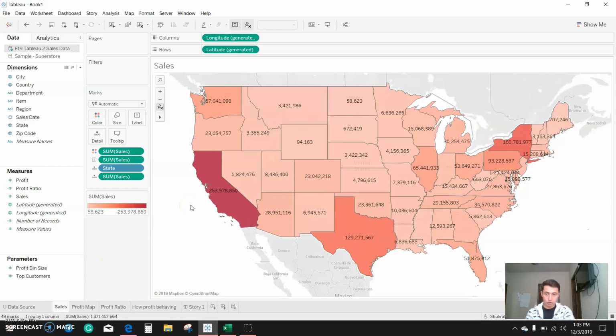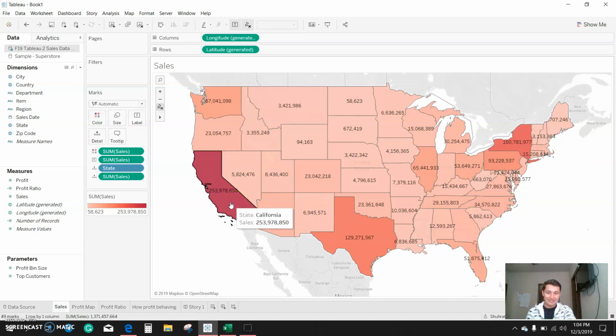Here it's color coded so that the darker the color of the state, the more they're selling. The lighter the color of the state, the less product they're selling. Not in terms of quantity, but in terms of dollar amount. Some products could be more expensive, some could be less expensive.